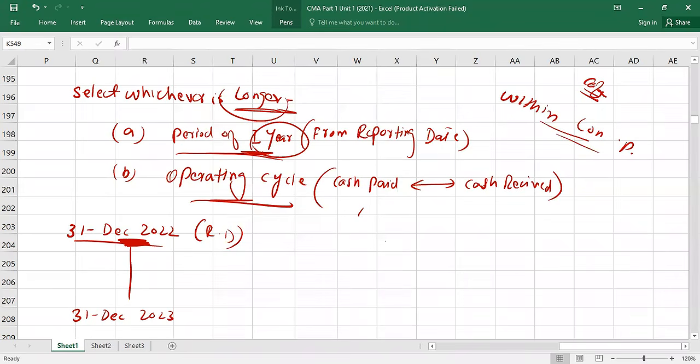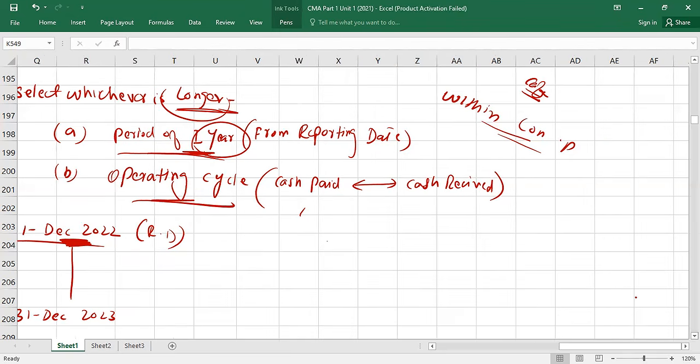And any asset which will give you benefit beyond the longer period, that will become non-current. Anything which will give you benefit within the longer period, that will become which asset? Current assets. And any resource which will give you benefits beyond the longer period, meaning over 1 year, more than 1 year, that will become your non-current. Okay. Longer you have to take. Not the shorter, longer. Okay.